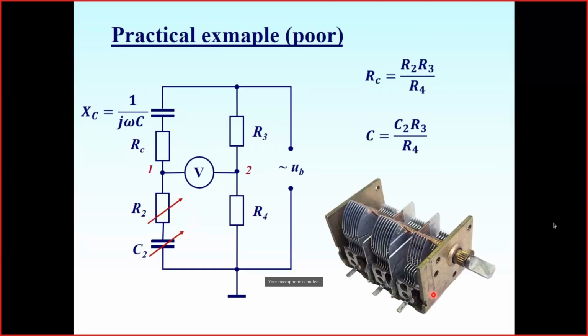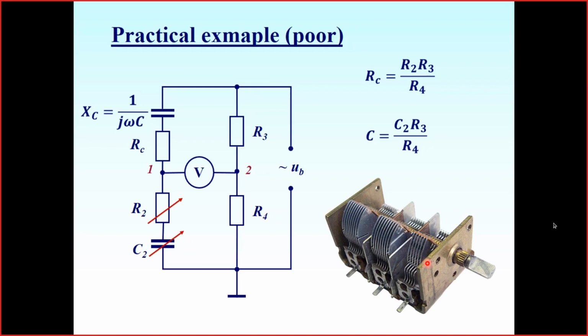Practically, it may look like this, as I said. We have a balancing resistor R2, which is actually a magazine or resistor box that we may change. And we may have a calibrated, regulating capacitor, a capacitor whose capacitance we could change. It looks like this. This is one of the very old examples.